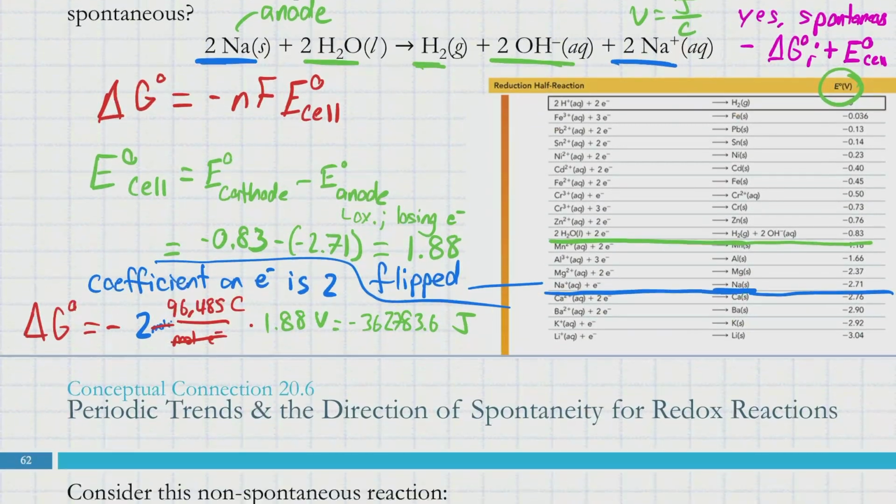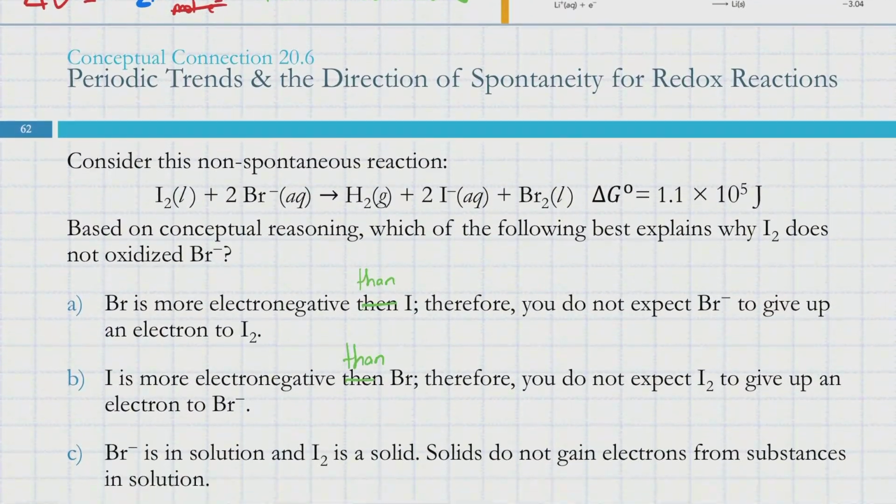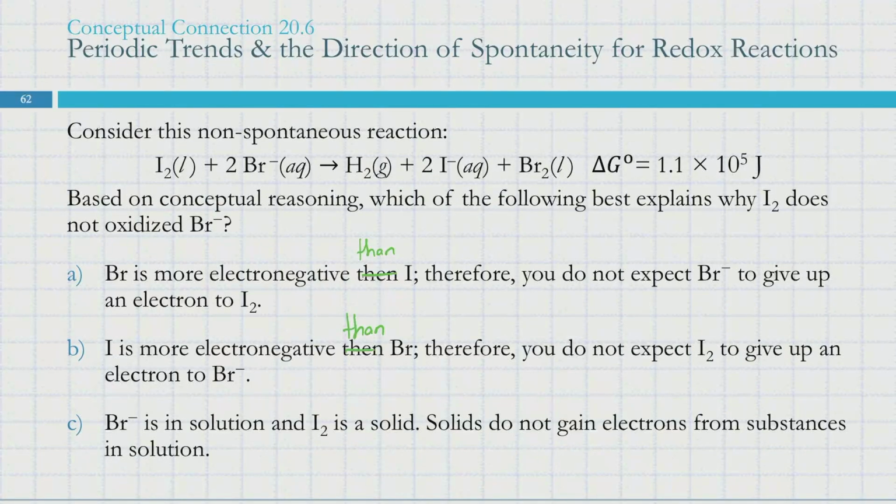Okay, so we'd left off there. And now, to test our brains after a week and some change, consider this non-spontaneous reaction. Based on conceptual reasoning, which of the following best explains why molecular iodine does not oxidize bromide?